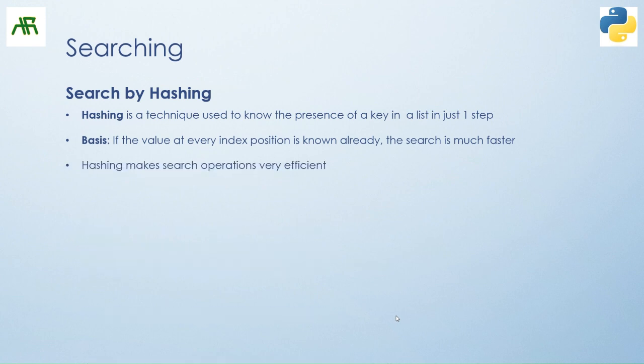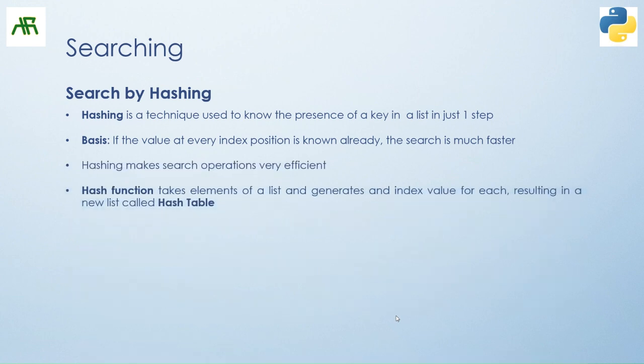Hashing makes search operations very efficient. A hash function takes elements of a list and generates an index for each value, resulting in a new list called a hash table.